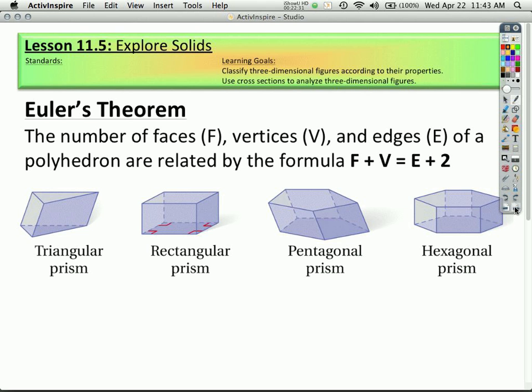Euler's theorem. Euler states that there is a relationship between the number of faces, the number of vertices, and the number of edges for any polyhedron. The number of faces plus the number of vertices is always going to equal the number of edges plus 2.